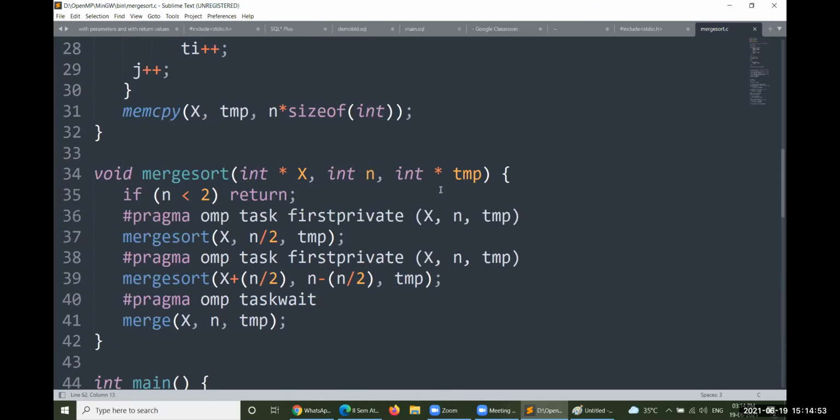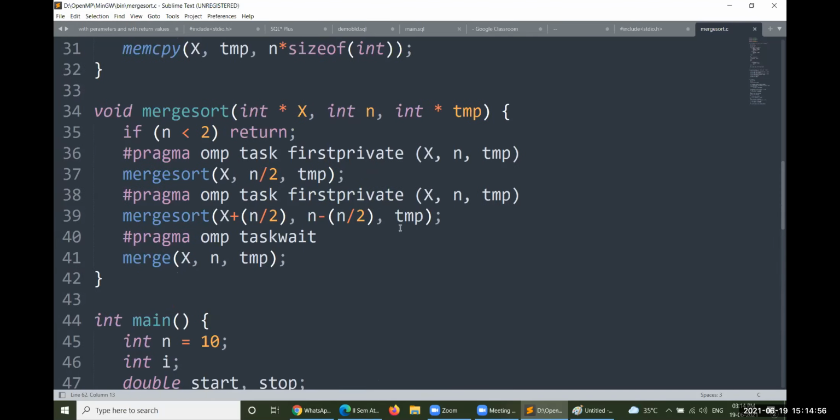Look at this, this is merge sort. Look at task 1, first private, then task 2, another first private, so two different types of threads have been taken. The first thread handles from the start to n by 2, and the second handles x plus n by 2 to n minus n by 2 elements. The first 50% of elements will be given to the first private task, and the second private task will take n by 2 plus 1 to the last.